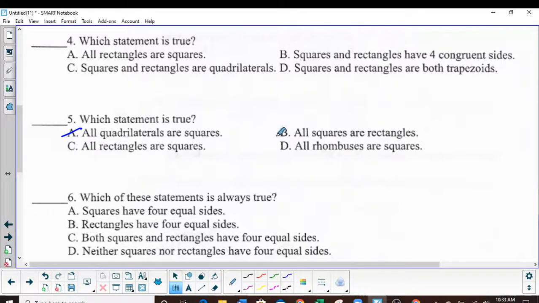Which statement is true? Wait, I'm reading the wrong one there. My fault. I should be reading 5. Man, I got a little mixed up. Forgive me for that one, please. Jump up to 4.